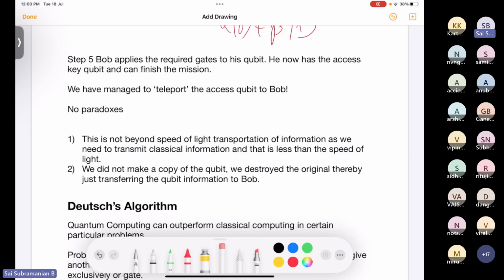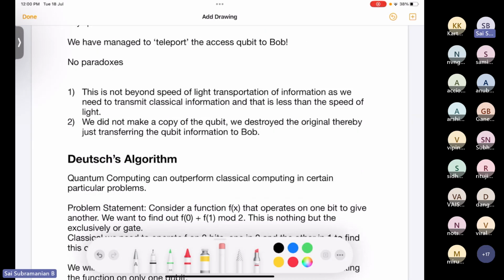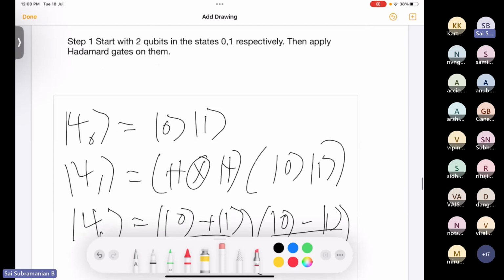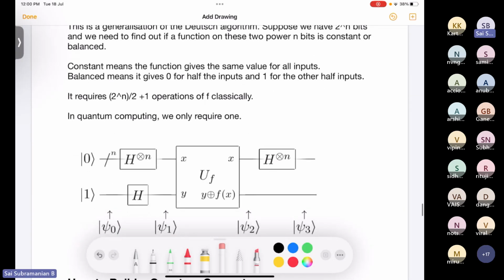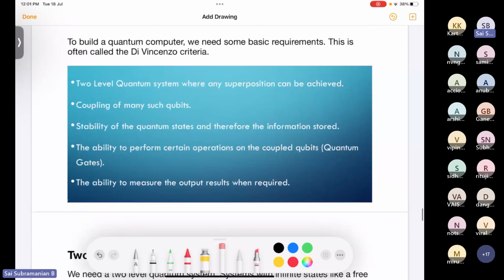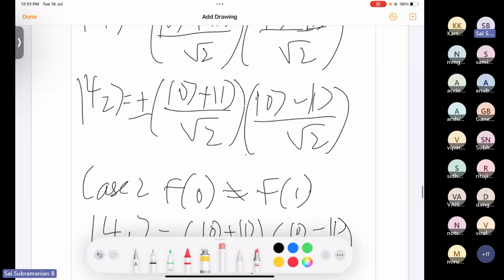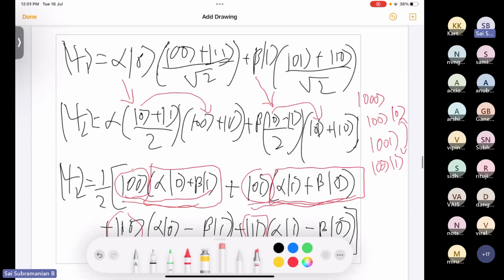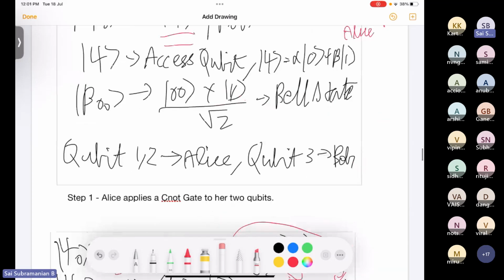So again, I will take a 5-minute break here. After this, we will do one more example of a computational process that quantum computers can do faster, and then we will touch upon, this will take a bit of time, how to build a quantum computer, and we will end with Bell's inequality. Okay, so I will again take a 5-minute break and answer any questions that anybody might have.